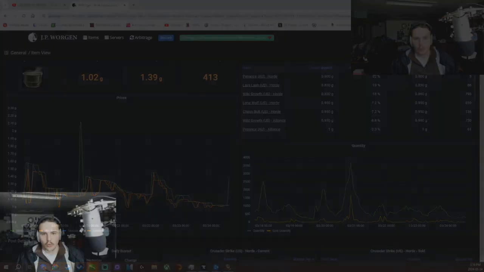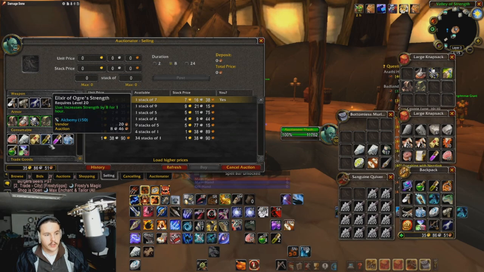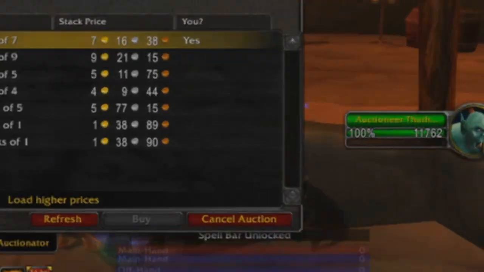Let's put this back to World of Warcraft. So I'm going to post those chilies. And just to top off my evidence here of how you can use the auction house to basically control the markets.